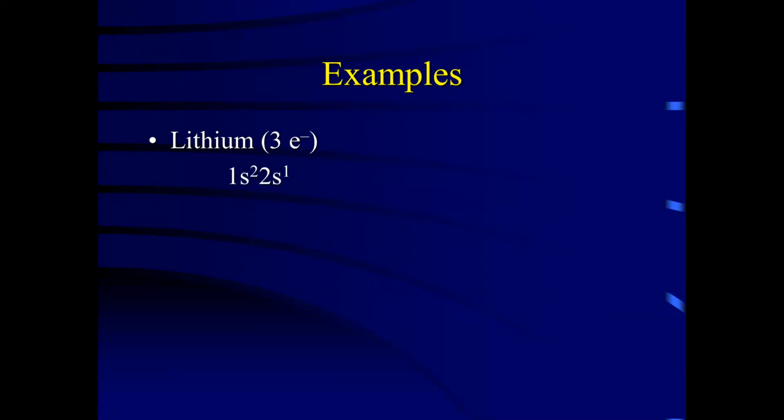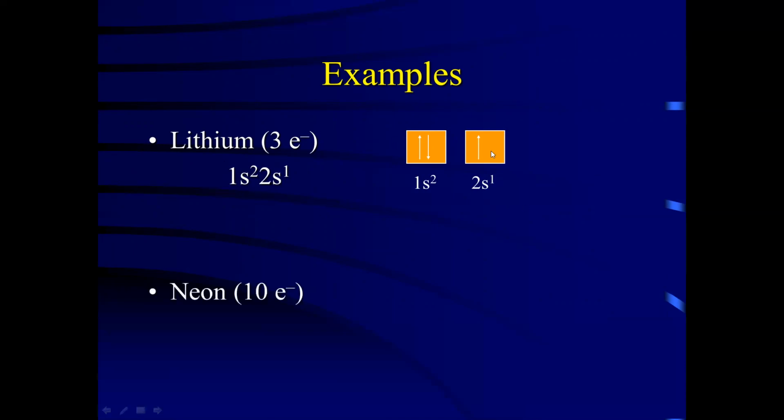So, okay, the example is like this. Using this diagram, we can describe lithium, for example. This is a notation we learned, and this is a diagram. And similarly, for neon we have 10 electrons, we can write it down like this: 1s2, 2s2, 2p6.